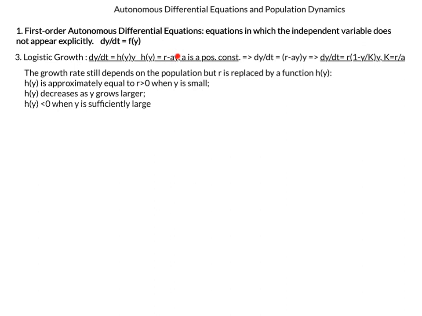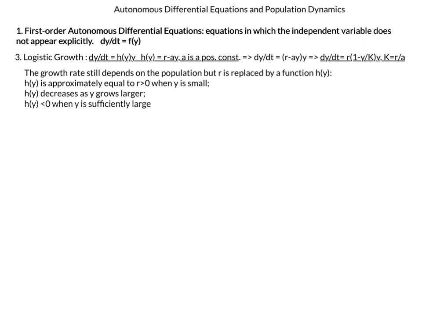And then as y gets large, however, it starts to become more noticeable. And when it's large enough, essentially our growth rate will become negative. And that is exactly summarized here. So the growth rate still depends on population, but r is replaced by a function h of y. h(y) is approximately equal to r when y is small. h(y) decreases as y grows larger, and h(y) becomes negative when y is sufficiently large. So for a large enough population, our population will start to decrease.